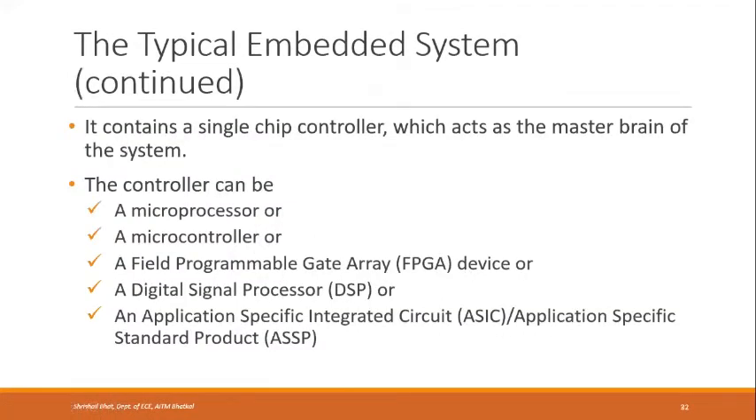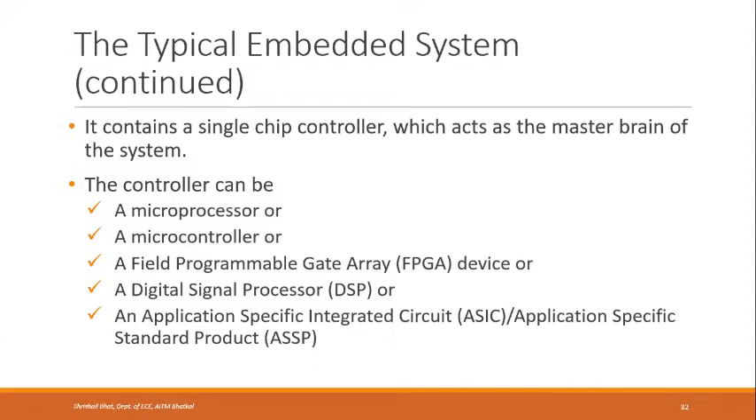The elements of an embedded system actually contain a single chip controller which acts as the master brain. The controller can be a microprocessor or a microcontroller or FPGA or ASIC or DSP. Okay, so ASIC is application specific integrated circuit, and we also have another thing called application specific standard product, which is readily available in the market and you can use it. So all these things are very distinct.